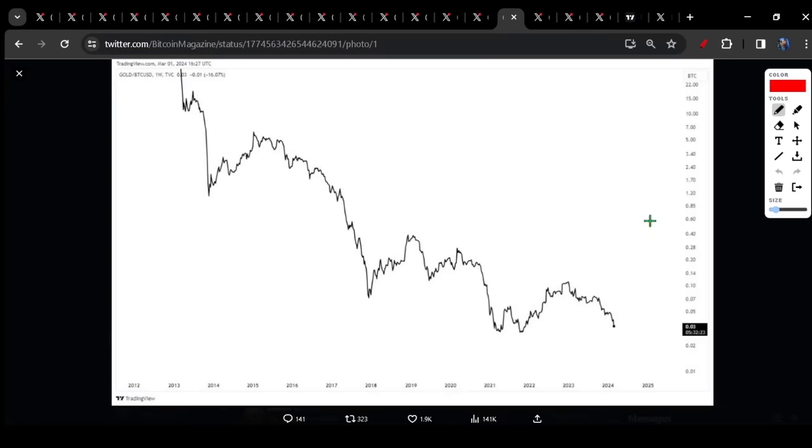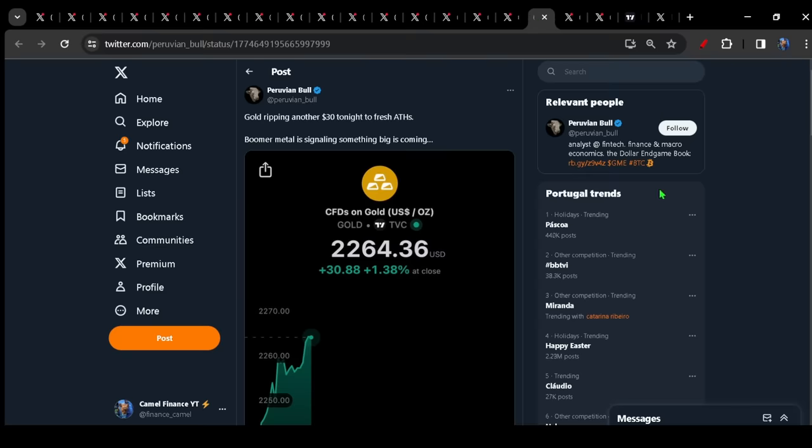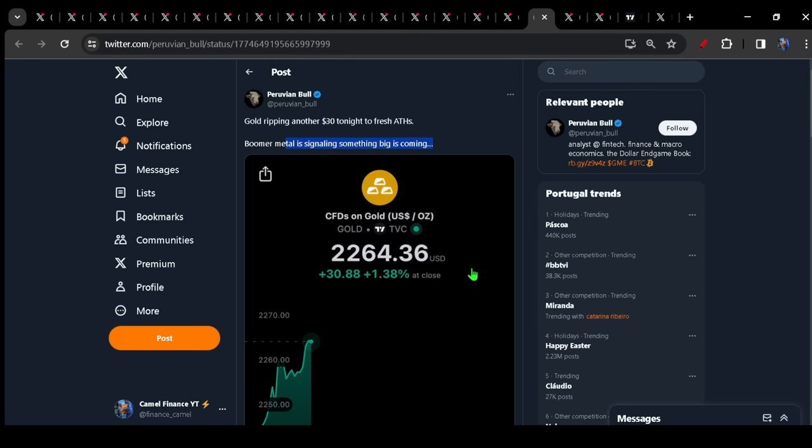But the thing I think we are missing here is there are extended periods of time where gold does better than Bitcoin. Overall, the long-term trend tells us that you would be better off holding Bitcoin, but if this thing is to start to reverse, then there will at least be a moment in time where holding gold would be better than holding Bitcoin. And I think personally, the writing is on the wall. Gold ripping another $30 to fresh all-time highs is signaling something big is coming. I've said this multiple times before, gold does not break out for no reason.